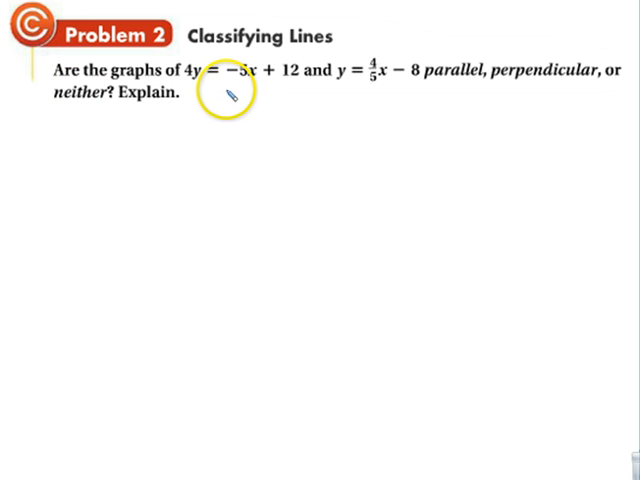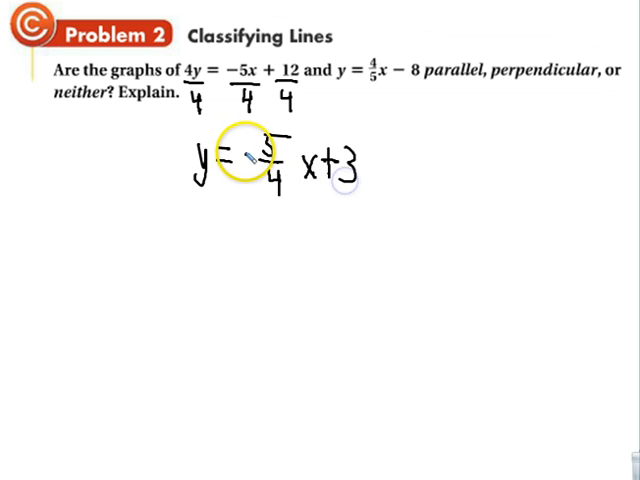Are the graphs of 4y equals -5x plus 12 and y equals 4/5 x minus 8 parallel, perpendicular, or neither? Explain. Okay, so this one's already in slope-intercept form. So we want to change the other one into slope-intercept form. So we're going to divide everything by 4. So y equals -5/4 x plus 3. And we're comparing it with y equals 4/5 x minus 8.